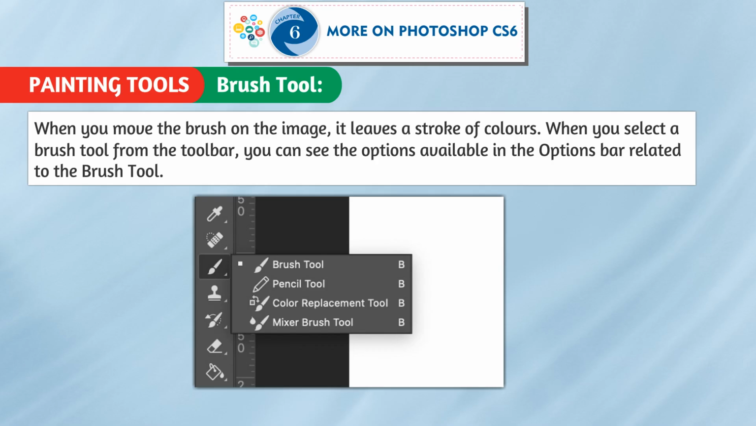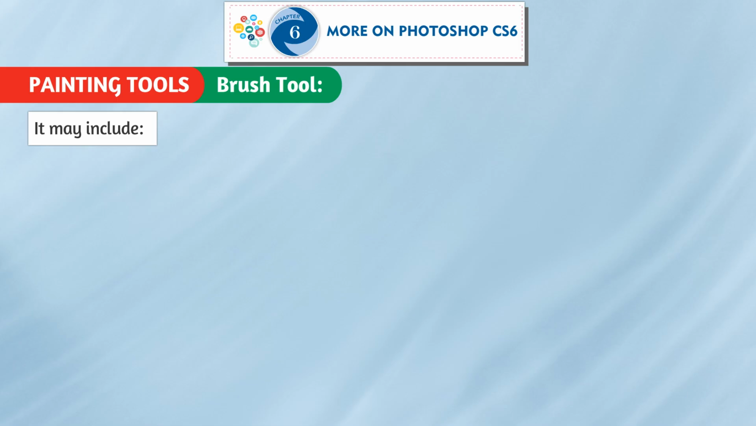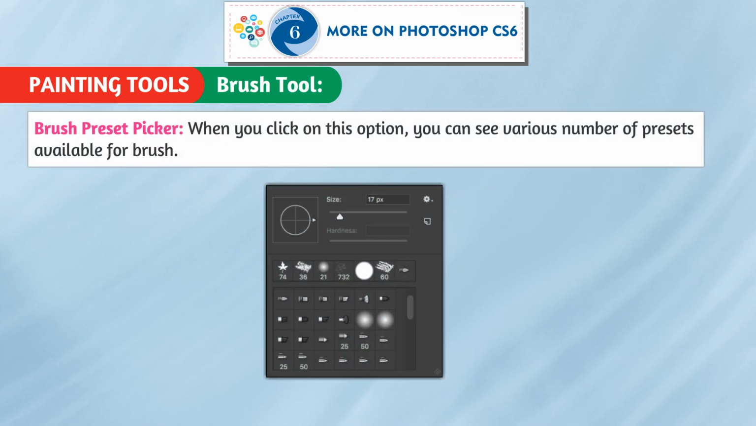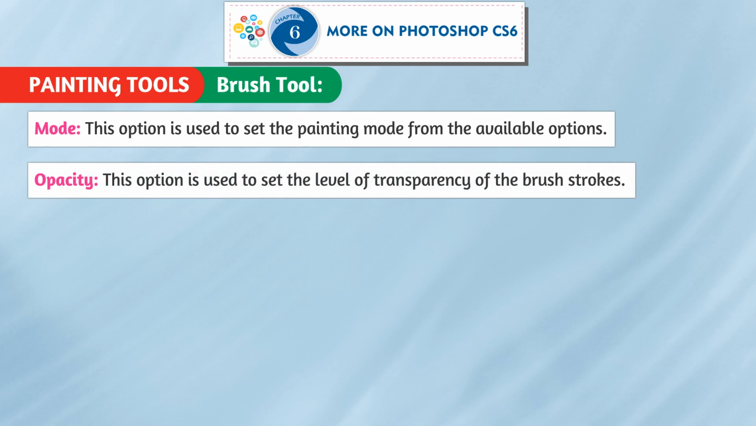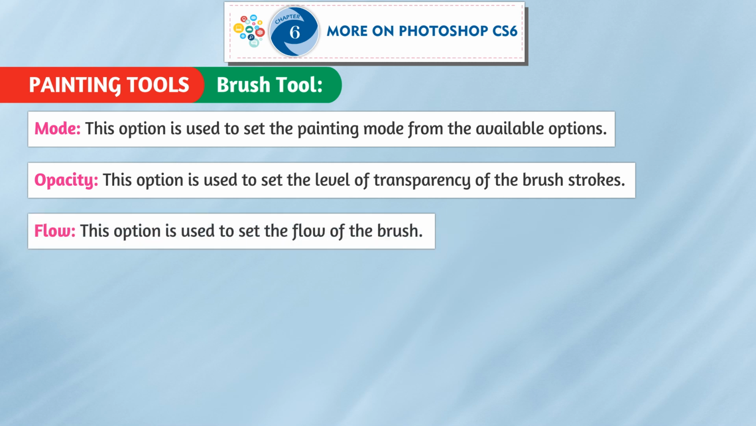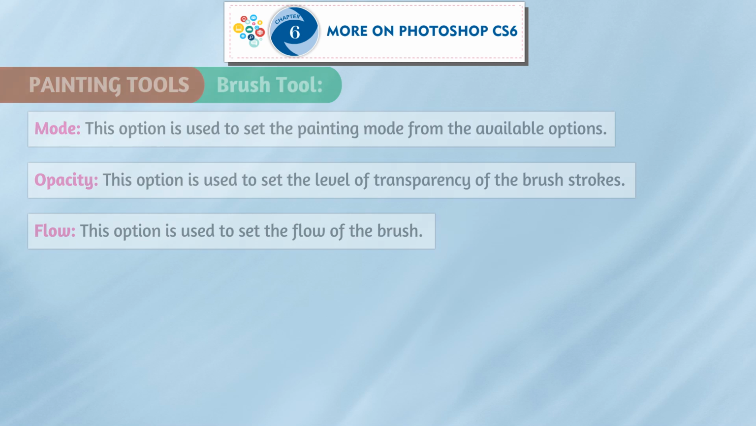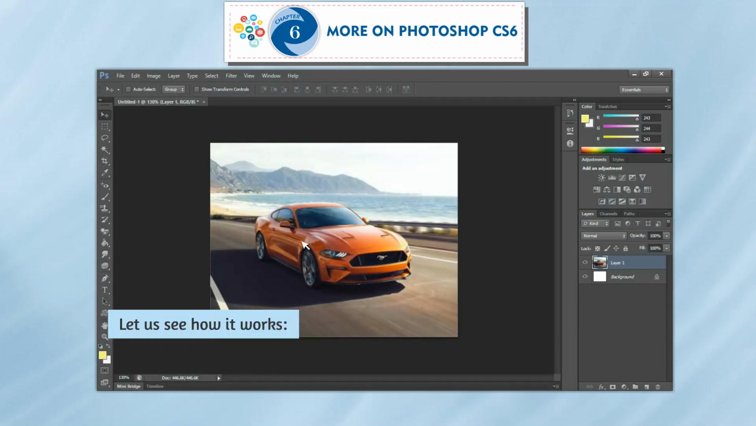When you select a brush tool from the toolbar, you can see the options available in the options bar related to the brush tool. It may include Brush Preset Picker. When you click on this option, you can see various number of presets available for brush mode. This option is used to set the painting mode from the available options. Opacity. This option is used to set the level of transparency of the brush strokes. Flow. This option is used to set the flow of the brush. Let us see how it works.